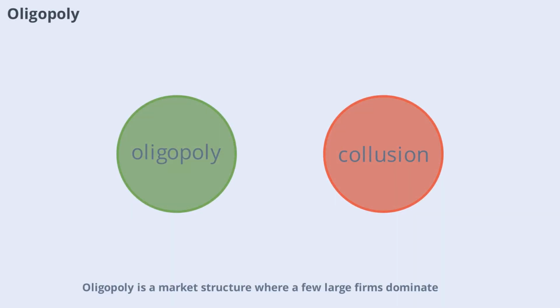Oligopoly is a market structure where a few large firms dominate. These firms may compete or collude, influencing prices and output. Oligopolies are common in industries like airlines and telecommunications. Strategic decision-making is crucial as each firm's actions affect the others. Understanding oligopoly dynamics helps firms anticipate market shifts.